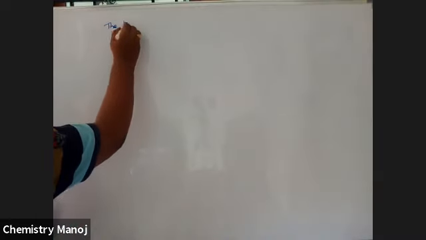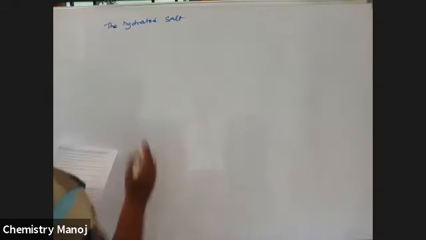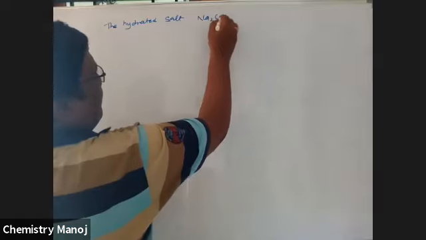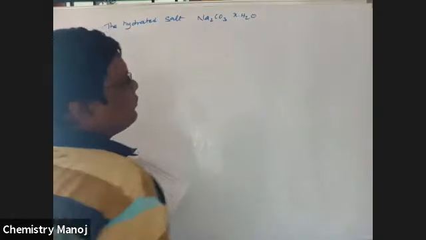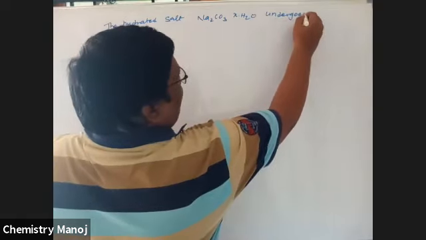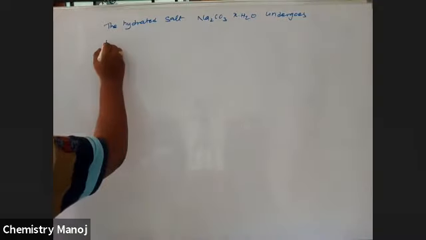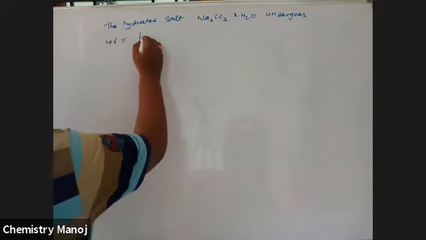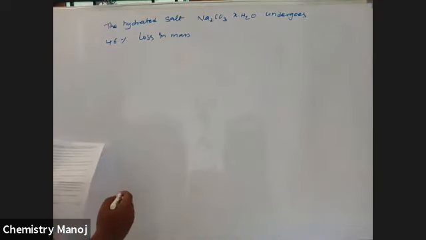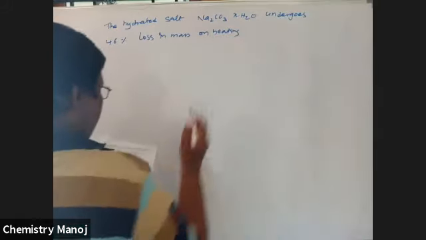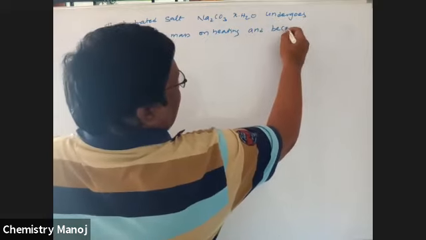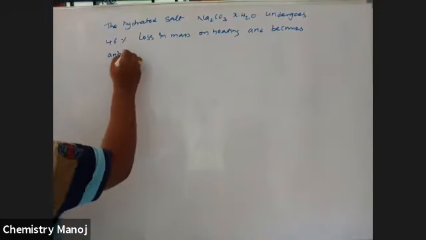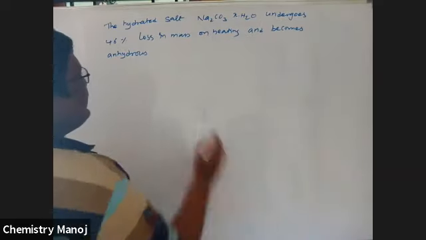The hydrated salt Na2CO3.XH2O undergoes 46% loss in mass on heating and becomes anhydrous. X is equal to how much?